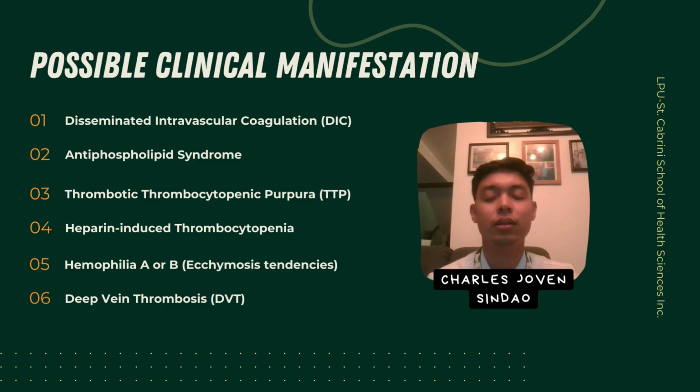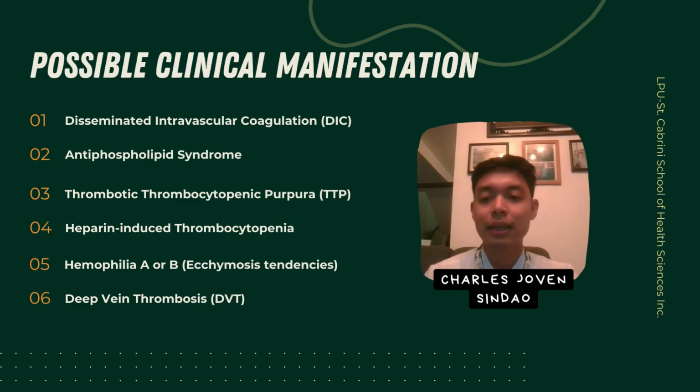First, let me have a brief discussion about hemophilia A. Hemophilia A is a genetic bleeding disorder caused by a deficiency or malfunction of clotting factor 8, a protein essential for normal blood clotting. Next is hemophilia B. It is also known as Christmas disease. It is a genetic bleeding disorder caused by deficiency or dysfunction of clotting factor 9, a protein necessary for normal blood clotting.